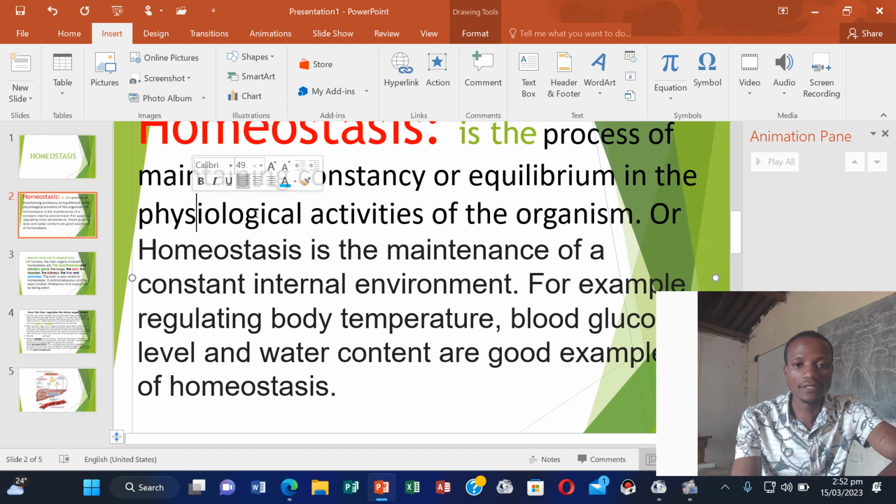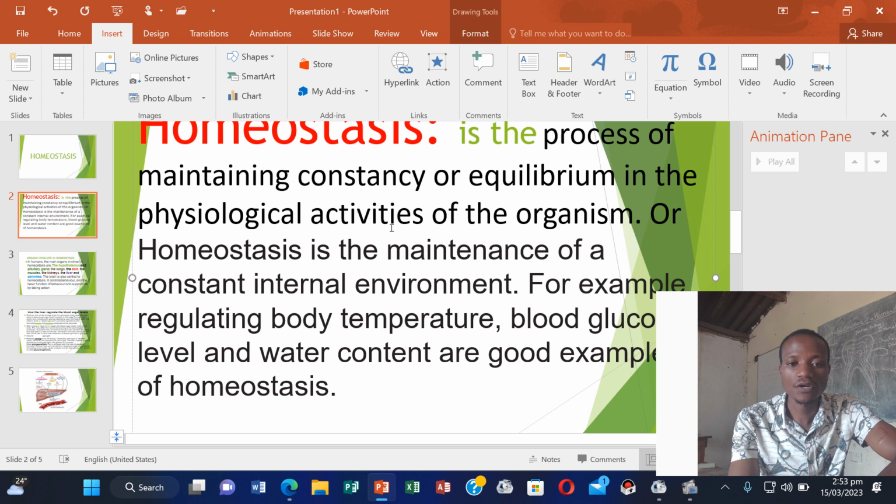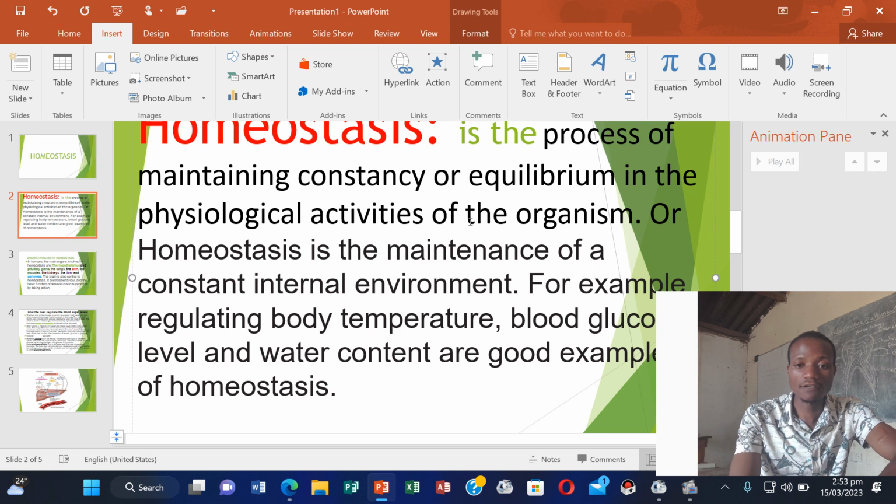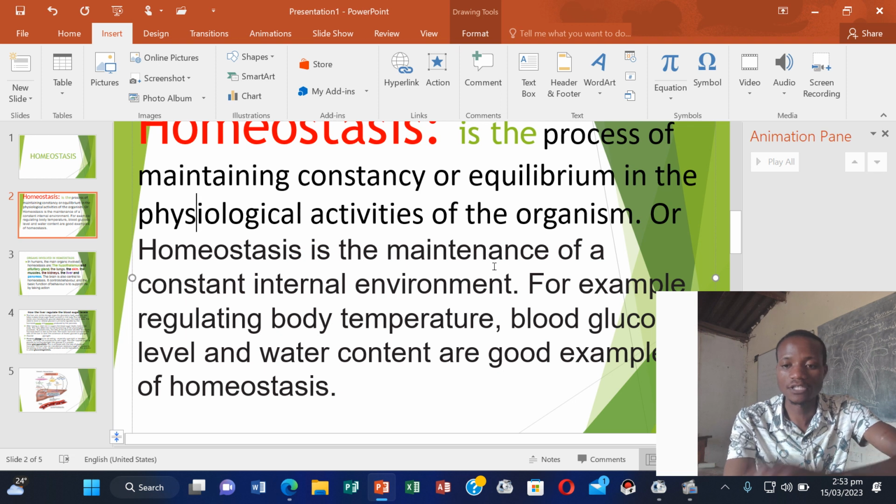We have homeostasis, which is the process of maintaining constancy or equilibrium in the physiological activities of the organism. So we are saying that homeostasis is the process of maintaining constancy or equilibrium in the physiological activities. Now I've put another definition which might be easier for most of you, which is saying that homeostasis is the maintenance of a constant internal environment of the organisms, different types of organisms. Now here we're talking about the human body.